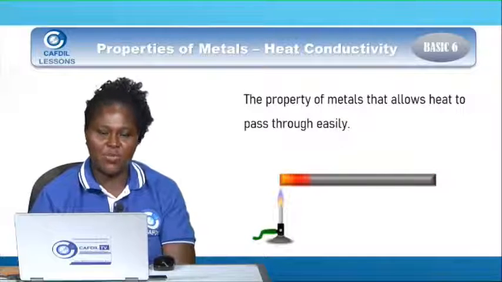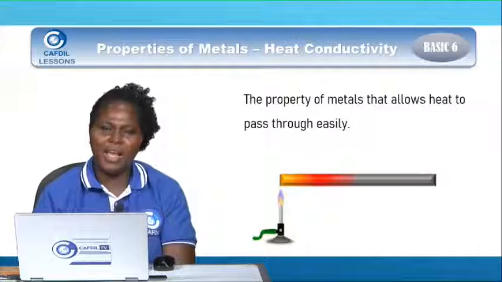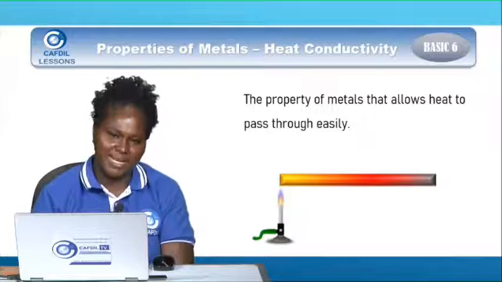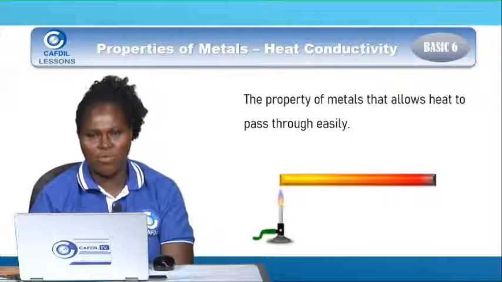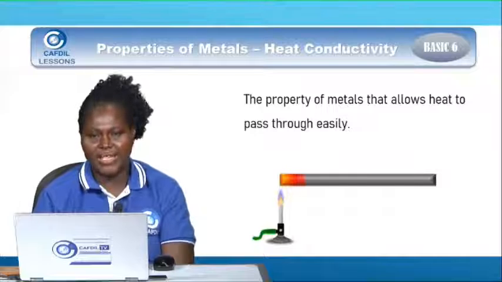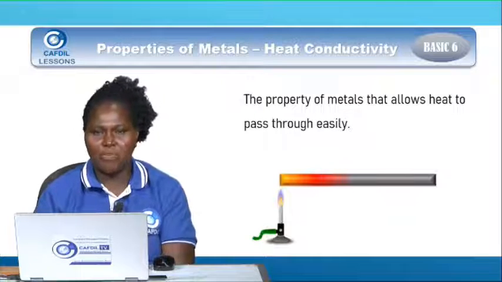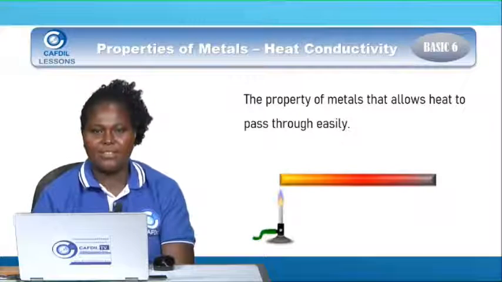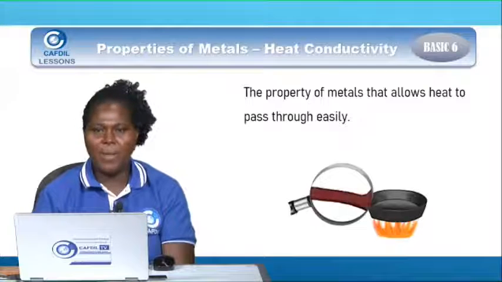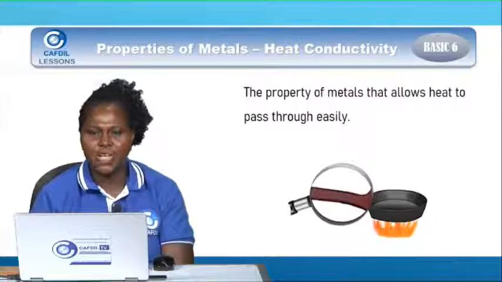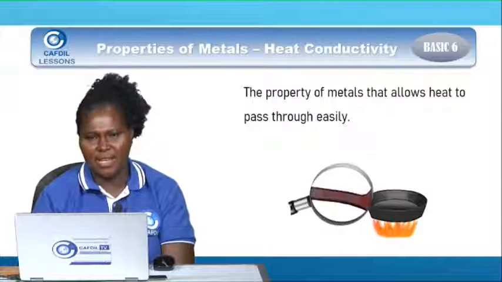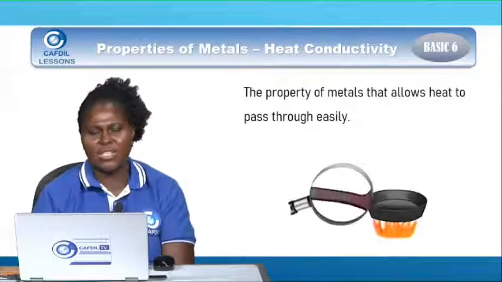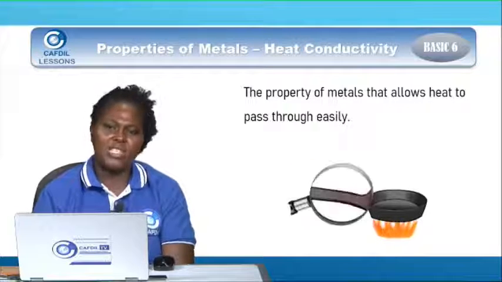So let's look at this video. We have a metal being heated, and let's look at what is happening. The heat is passing through from one end to the other. It is showing the property of conductivity. The property of metals that allows heat to pass through easily. We have another example on our screen. Because it is very hot, you can't touch it with your hand unless you use a rag.